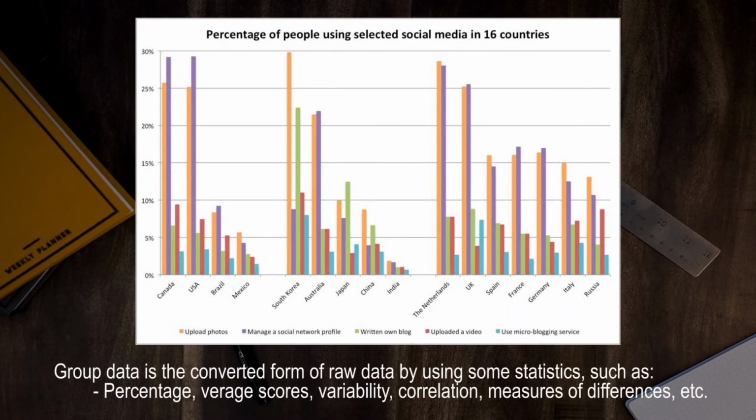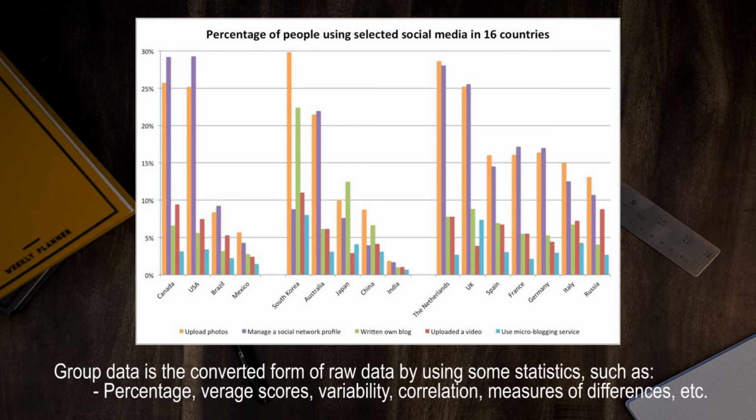Then for group data, it means if you know the raw data of the entire group, then by using certain statistics, you can analyze the raw data. When you analyze the raw data and interpret it in different ways, just like the mean score, average score, standard deviation score, then you can say that that is group data. So group data is the converted form of raw data by using some statistics such as percentage, average score, variability, correlation, measures of differences, and many other statistics we can also use.